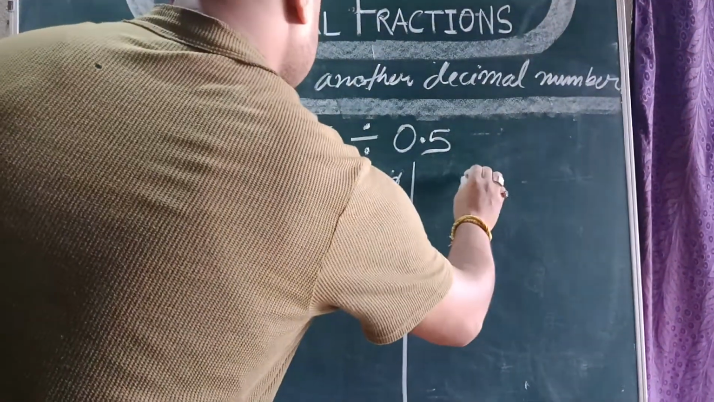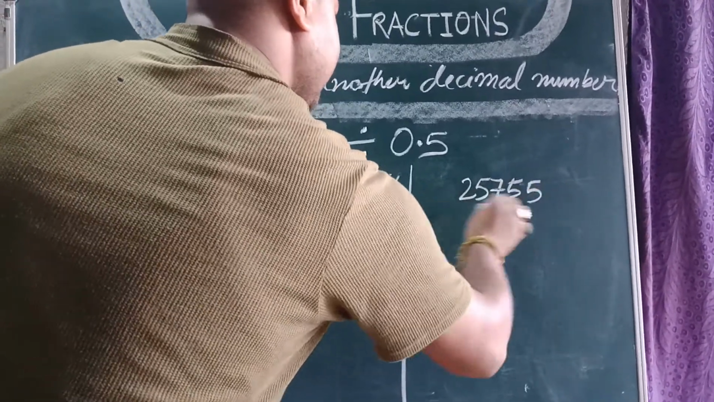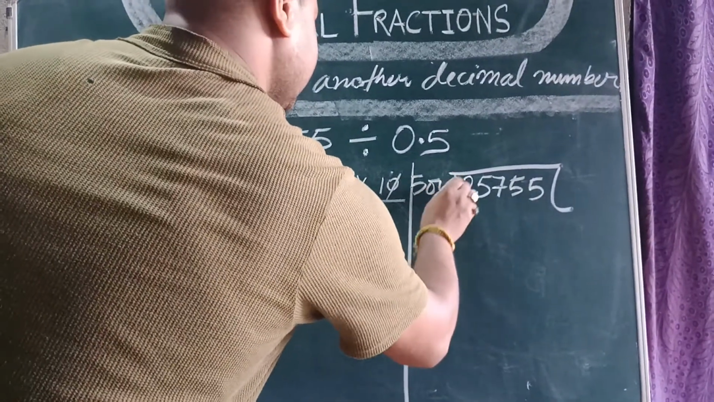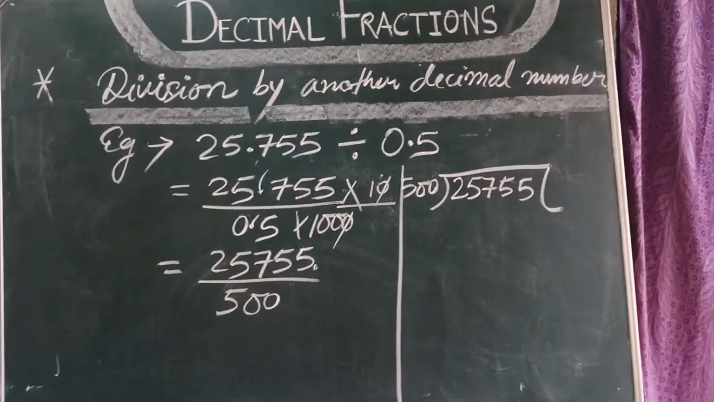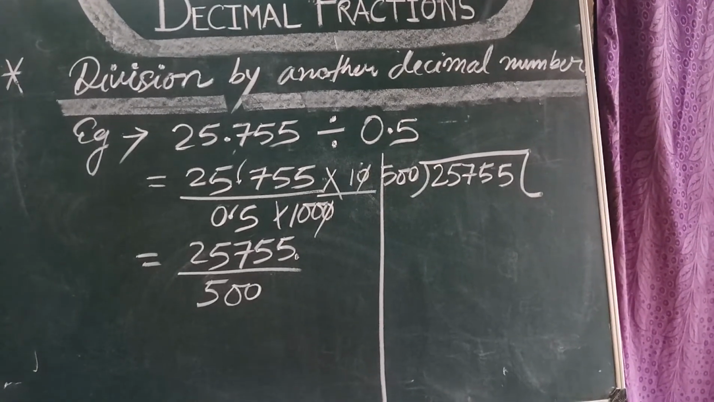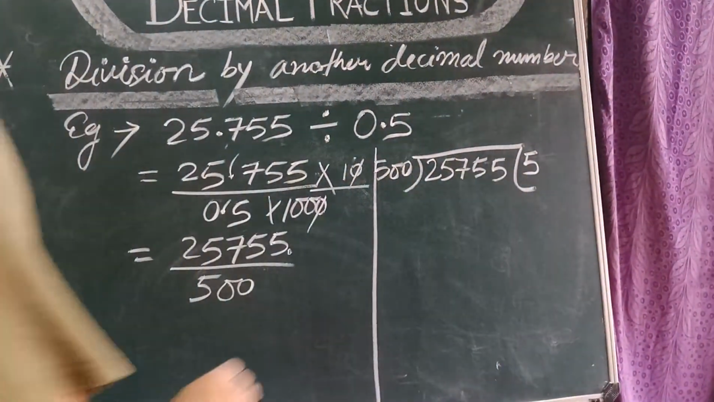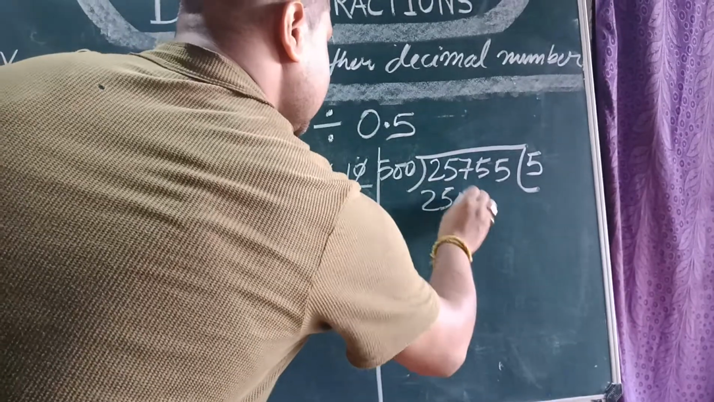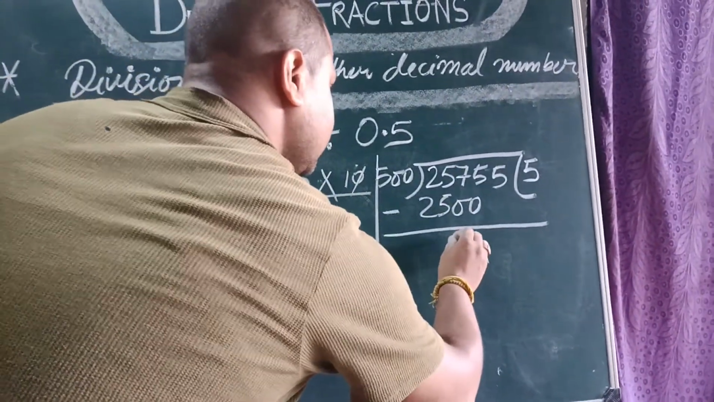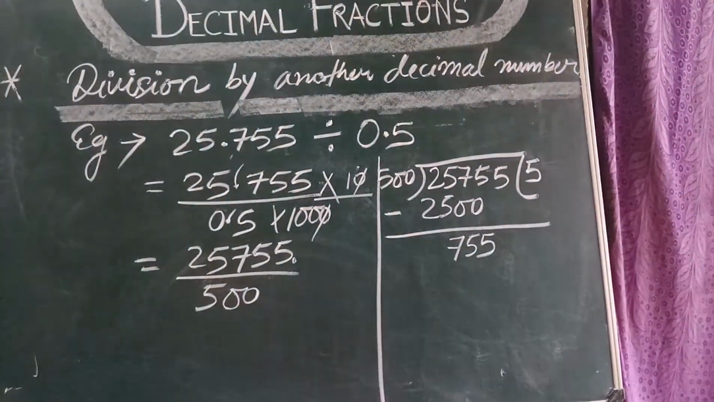If you divide 25.755 by what? 500. If you know the tables. If you don't know the tables, we have to multiply. 500 5s are how much? 500 5s are 2500, right? So how much? 75 will come and this 5 will also come.